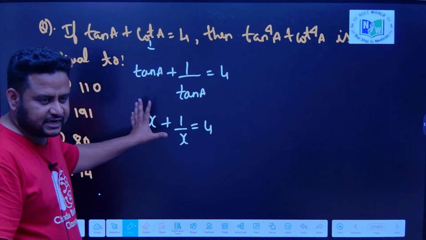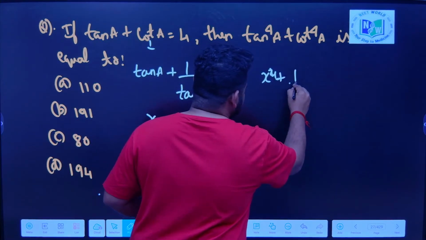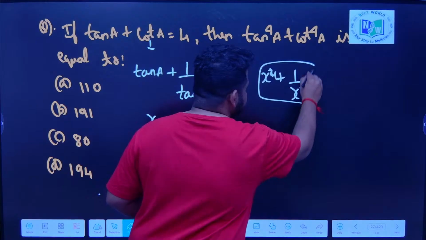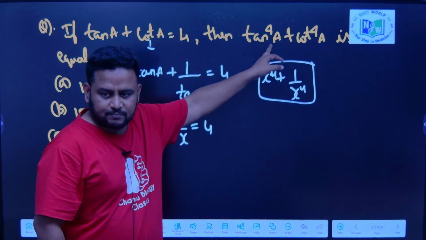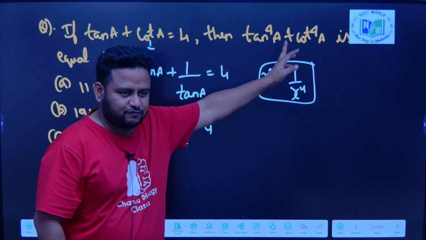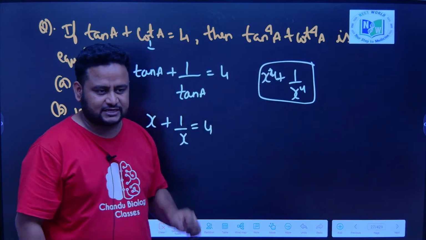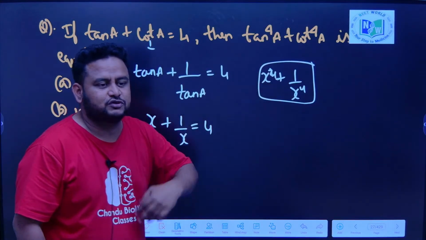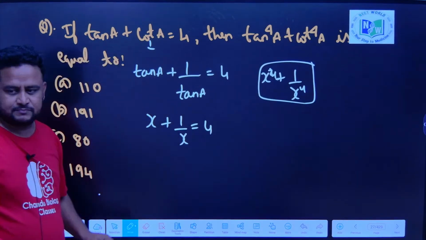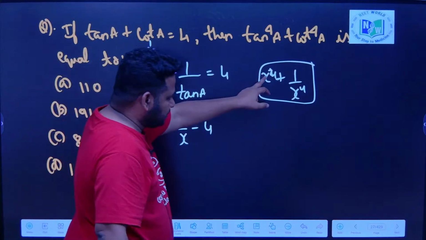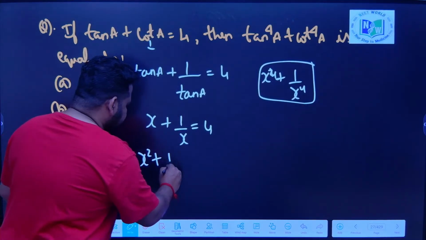Now, what they are asking is to find x to the power of 4 plus 1 by x to the power of 4. Tan to the power of 4A plus cot to the power of 4A can be written as tan to the power of 4A plus 1 by tan to the power of 4A, which is nothing but x to the power of 4 plus 1 by x to the power of 4. To get to the power of 4, first we should find the power of 2. So first I should find x square plus 1 by x square.